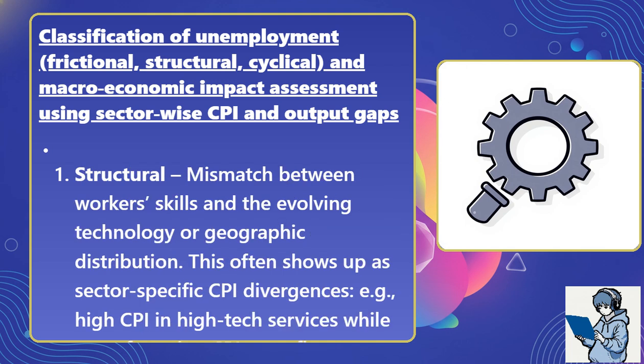Structural: mismatch between workers' skills and the evolving technology or geographic distribution. This often shows up as sector-specific CPI divergences. For example, high CPI in high-tech services while manufacturing CPI stays flat, reflecting wage pressure in growing sectors.